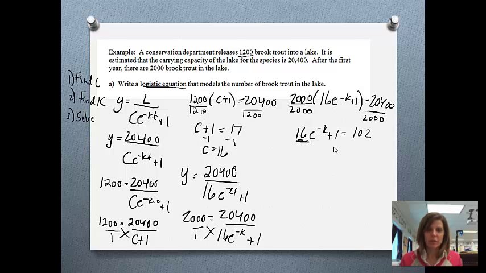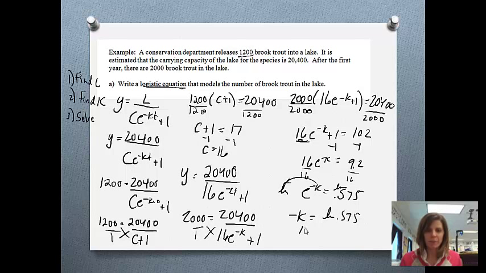Then we're going to subtract 1 first. We get 16e to the negative k is equal to 9.2. Then we divide both sides by 16, so e to the negative k is equal to, if you divide that, it works out to a terminating decimal, 0.575. I will take the natural log of both sides, and we get to bump the negative k out front. So negative k is equal to the natural log of 0.575, which means k is going to equal negative natural log of 0.575. Now I just need to rewrite my formula.